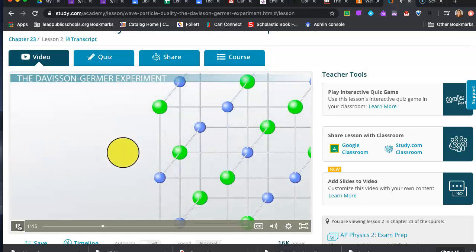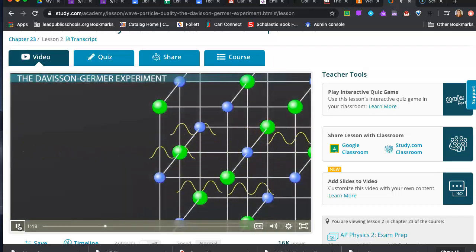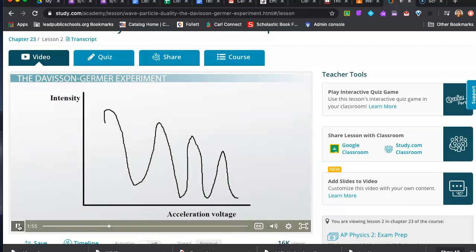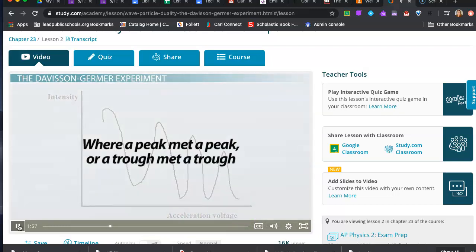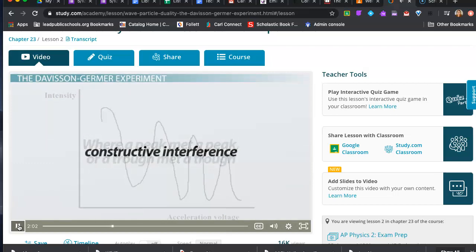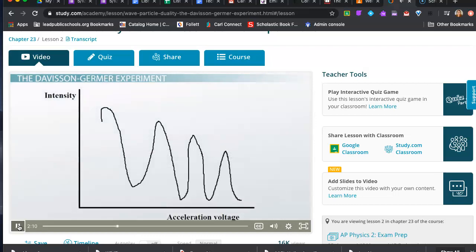Well, the electrons that bounced off different layers had interfered with each other, just like waves. By different electrons penetrating at different distances, this created a path difference between them. Wherever a peak met a peak, or a trough met a trough, he saw a bright spot called constructive interference. And where a peak met a trough, he saw a dark spot called destructive interference. Electrons, it seemed, could behave as waves.